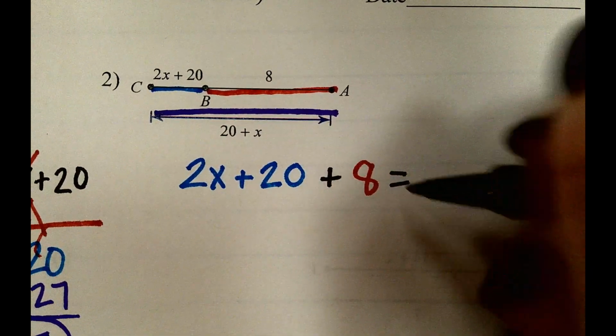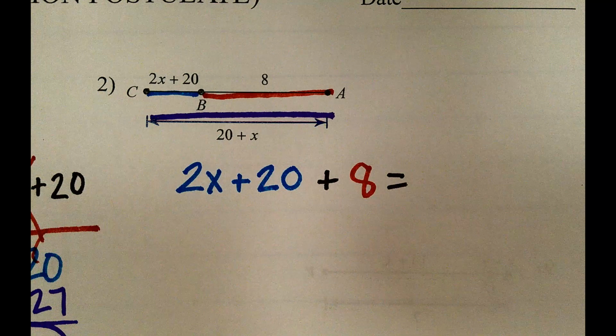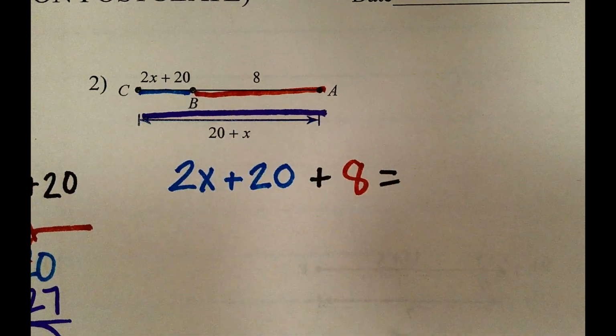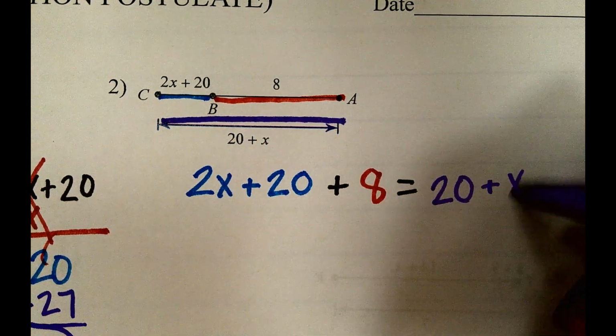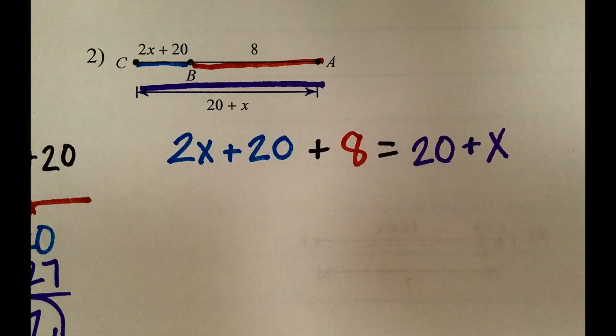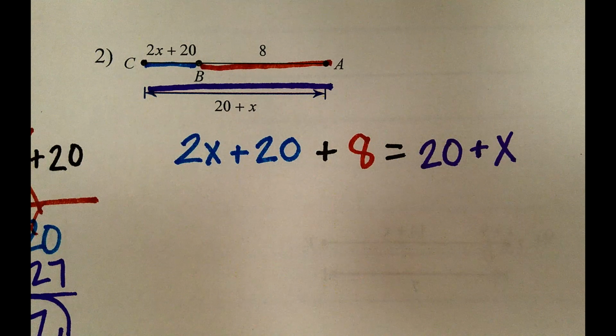Equals the whole length of that large line. 20 plus x. Okay, so we have an equation. What should we do from here? Combine like terms, minus the x on the right side and the same for the left. Okay, so we're going to combine like terms.